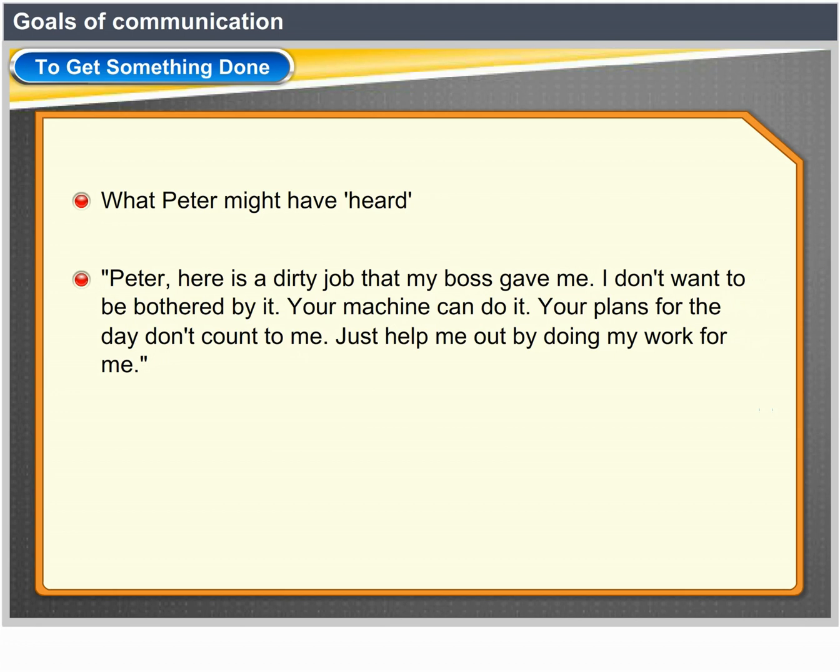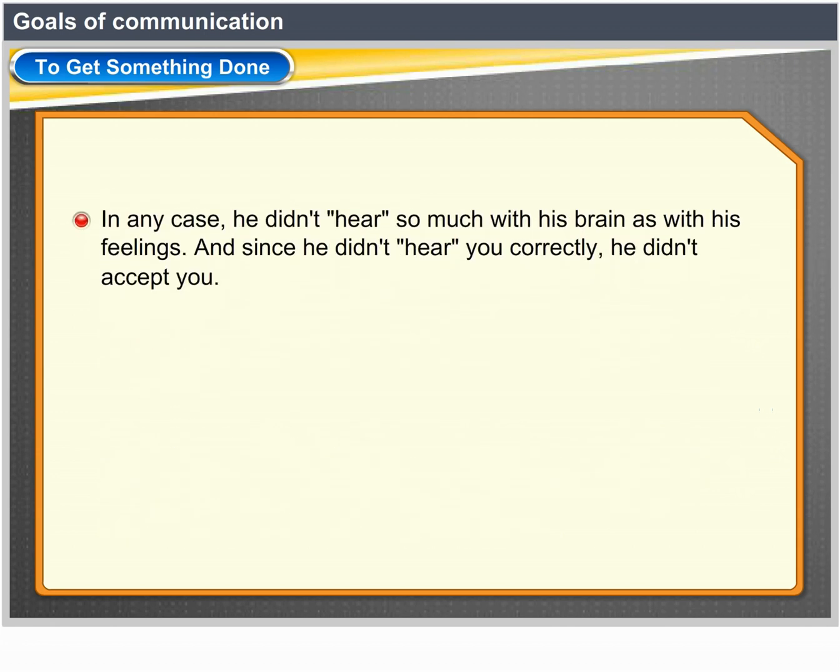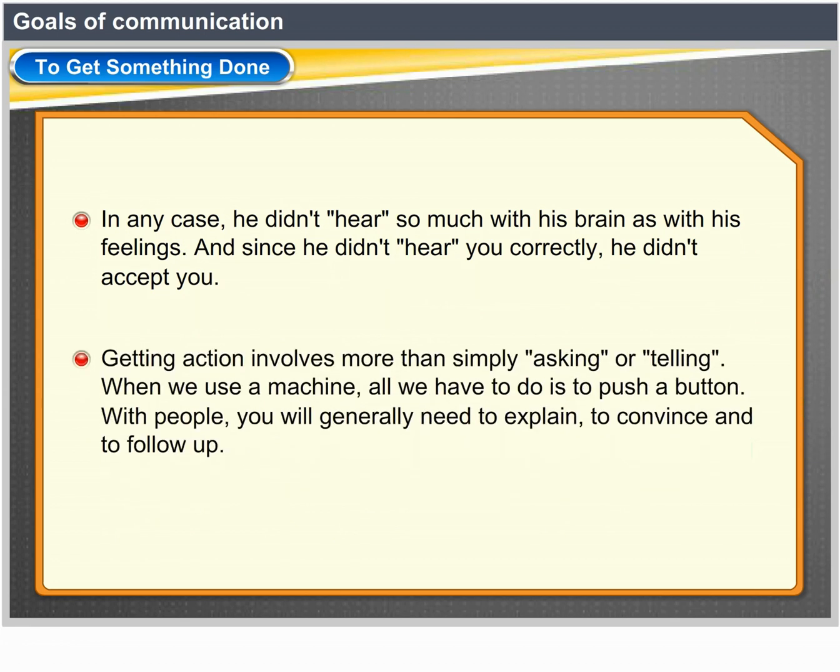Your tone may have made Peter feel that he was being used by you. Perhaps something that you asked him to do in the past had left him feeling resentful, or he may have personal problems which weigh heavily on his mind. In any case, he didn't hear so much with his brain as with his feelings. And since he didn't hear you correctly, he didn't accept you. Getting action involves more than simply asking or telling.